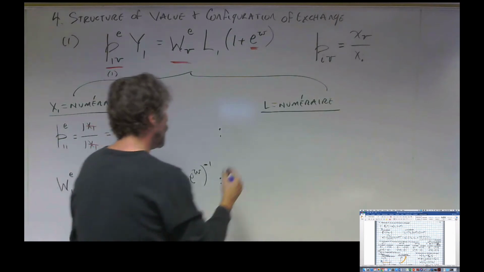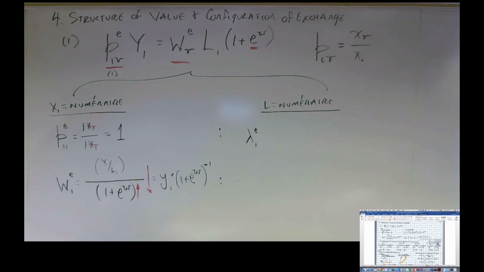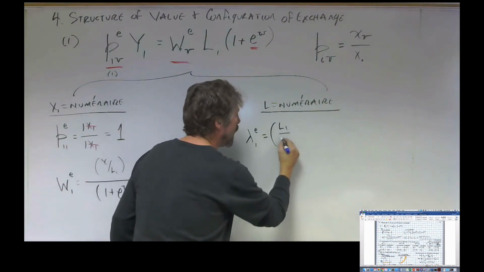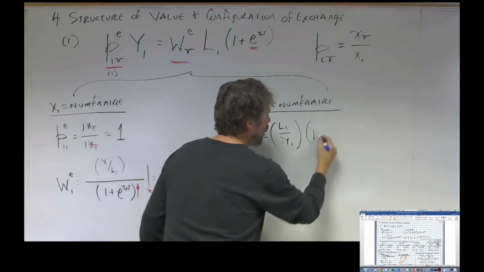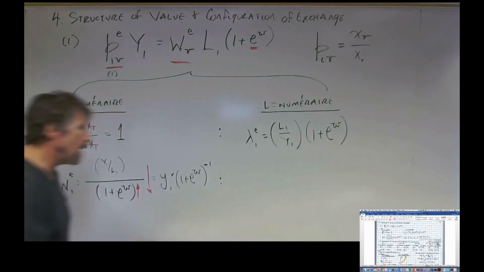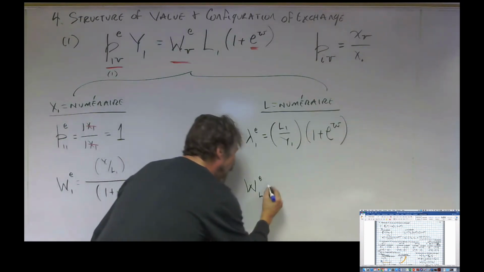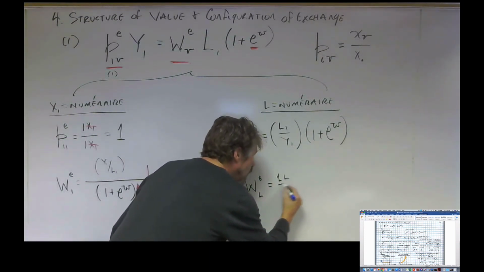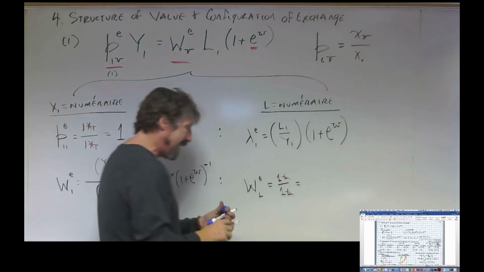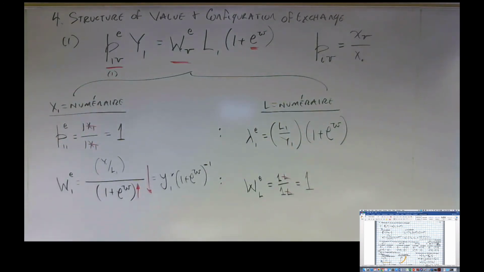And so this becomes here. The labor value of good 1 at the various rates of exploitation or regimes of distribution is going to be equal to L1 over Y1 multiplied by 1 plus e to the omega. Now the wage rate at the various regimes of distribution, when labor is a numeraire, is going to be equal to 1 unit of labor over 1 unit of labor. Again, the units of labor cancel out. That's going to be equal to 1.